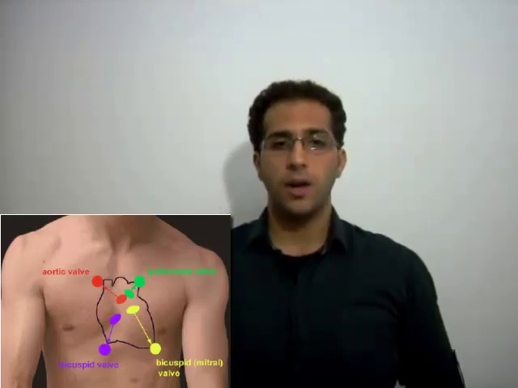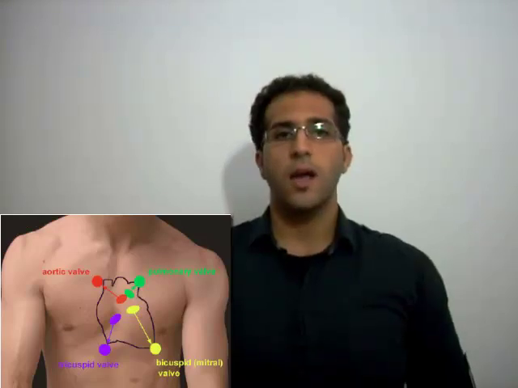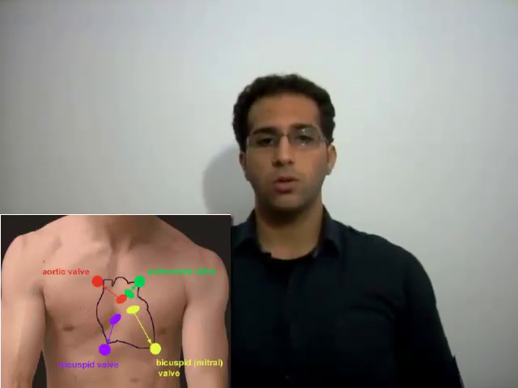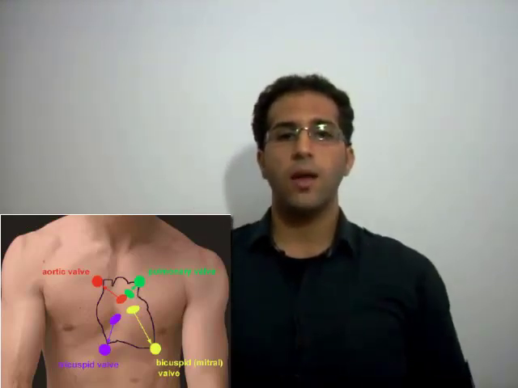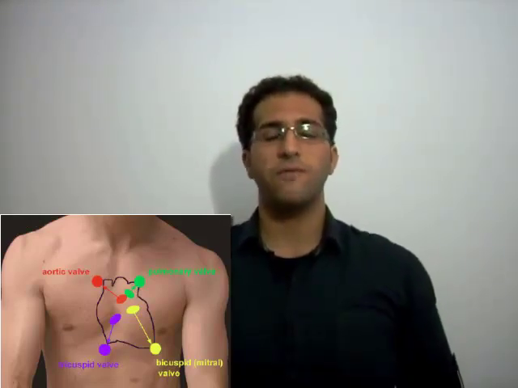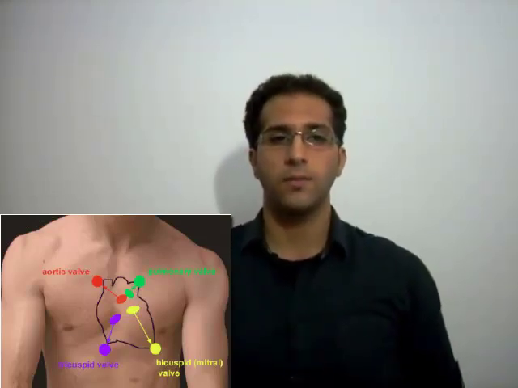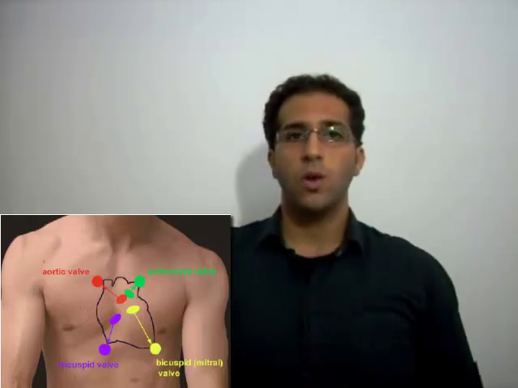And the tricuspid area, which is the fourth and fifth intercostal spaces adjacent to the left sternal border. And finally, the mitral area, which is at the cardiac apex, which is the fifth left intercostal space at the mid-clavicular line. So this was all for this video, and for the next video we're going to discuss every heart sound in detail.